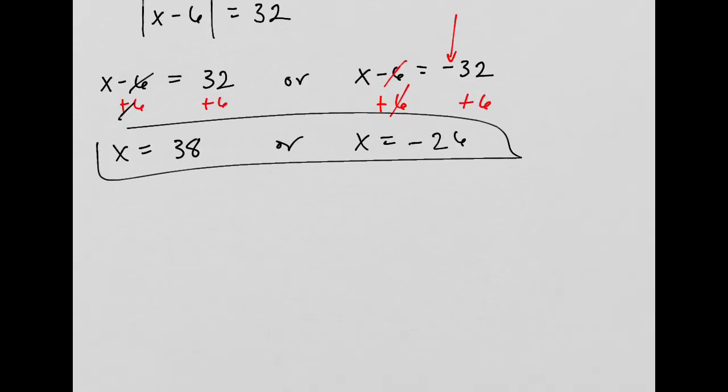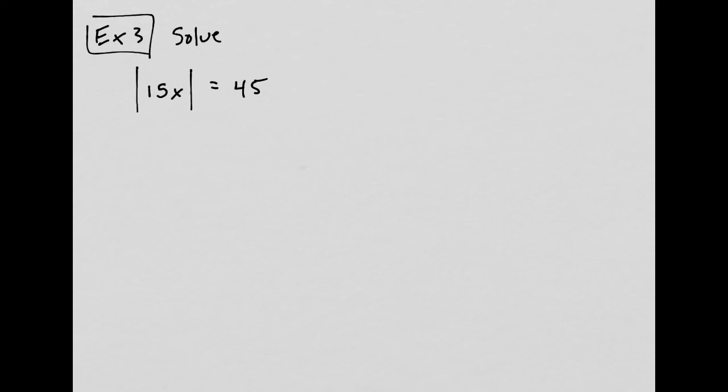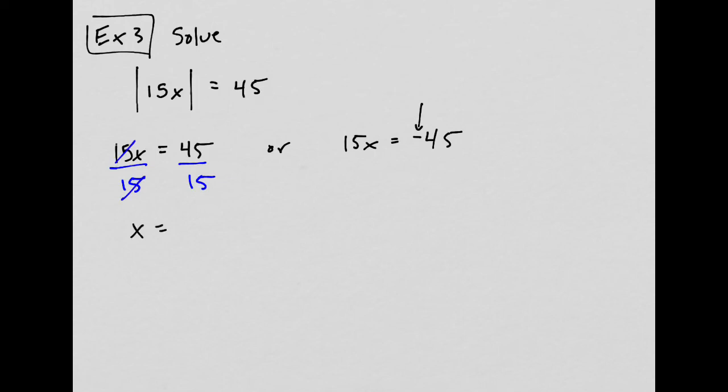Let's look at a third example. So on this one, we do the same thing. We make two equations. One of them without the absolute value, 15x equals 45. And then the other one is 15x equals negative 45. Remember to put in that negative. And then this is a one-step equation, and I'm doing 15 times x. So to get the x by itself, I would divide by 15. So I have x equals 45 divided by 15. I think that's 3. So that's one of my answers.